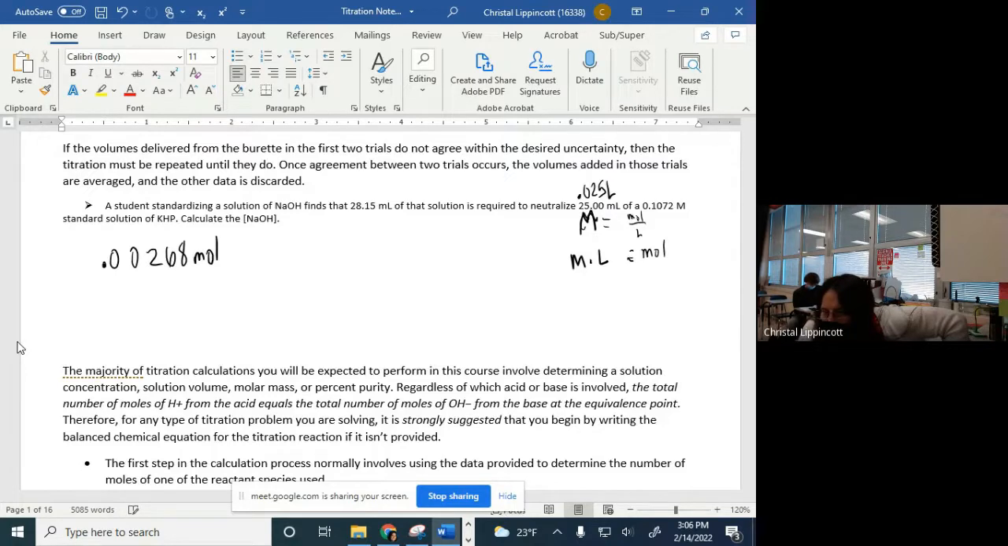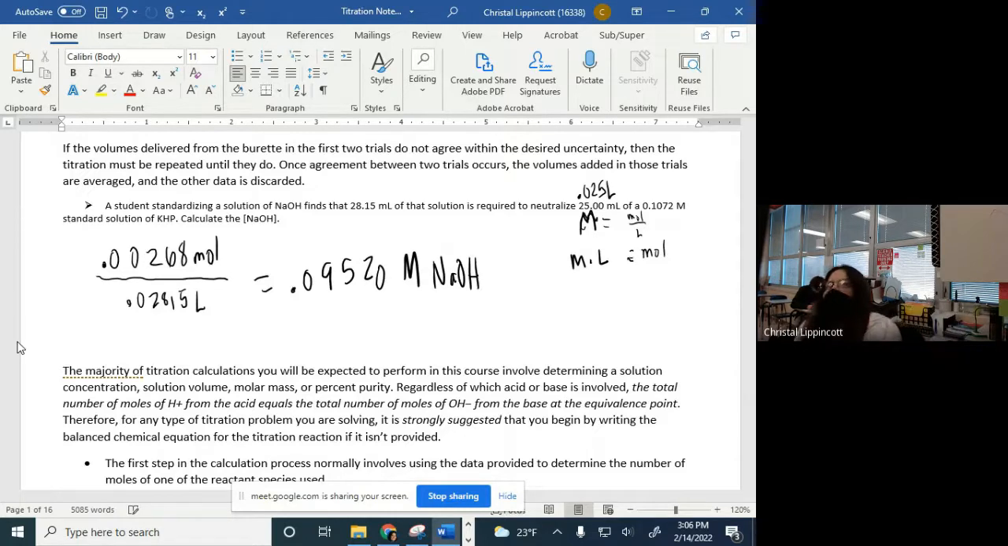You could do M1V1 equals M2V2 and solve for the molarity of OH. Yeah, maybe you can. I guess I just didn't think of it that way. So then you're going to divide this by 0.02815, which is my liters of NaOH. And then that's going to equal 0.0952 molar NaOH, because the moles are the same.